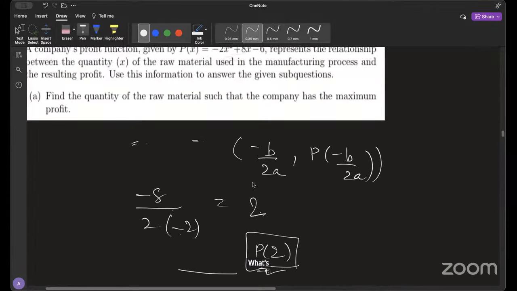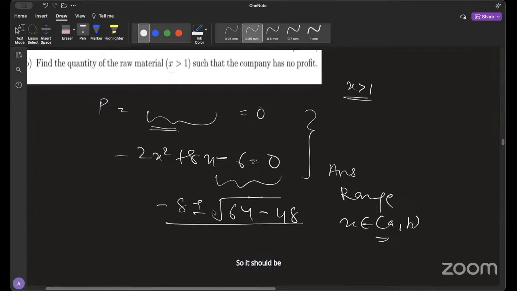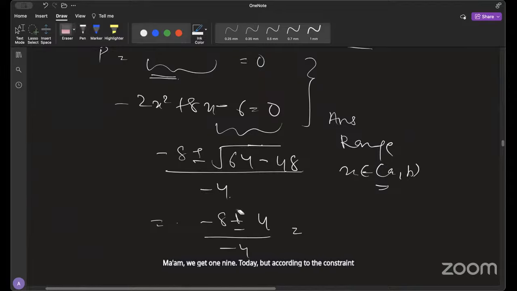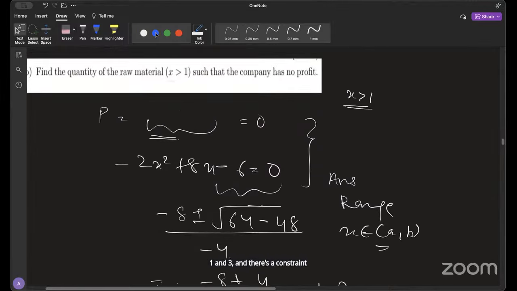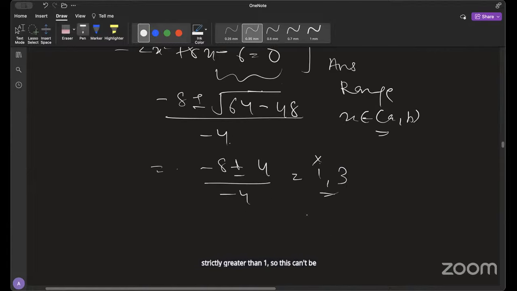What's the equation? We have a minus here. So it should be this, and then -4 here. So the solution will be 16, and this will be 4. Ma'am, we get 1 and 3, but according to the constraint, the answer would be 3. 1 and 3. And there's a constraint, this constraint. You want x to be strictly greater than 1. So this can't be true. So our x should be 3.